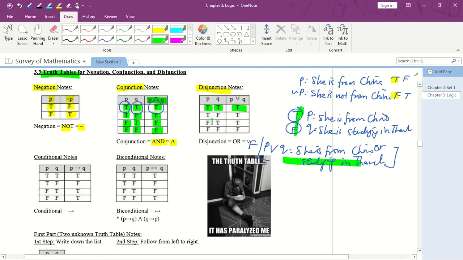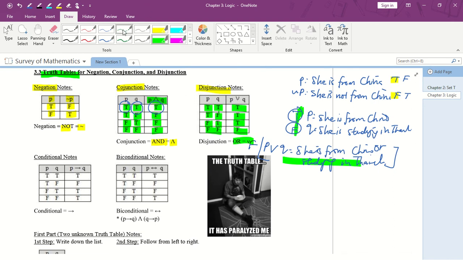However, if one is true and one is false, it is still true. So you can see a difference here. For conjunction, which uses "and," if either one is false, it is false. However, for disjunction, which uses "or," even though one is false, it is still true. Just like here, false, true, it is still true. Only when both are false will it be false, which means that this compound statement can only be false when both of the statements are false.